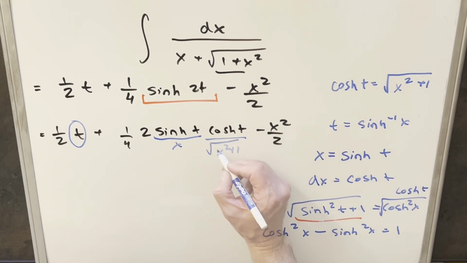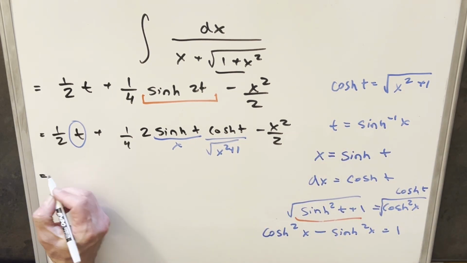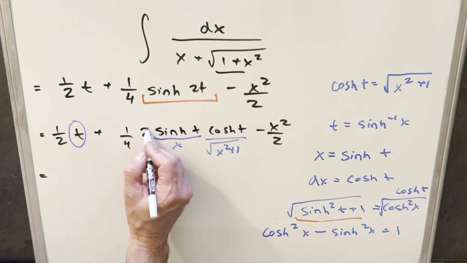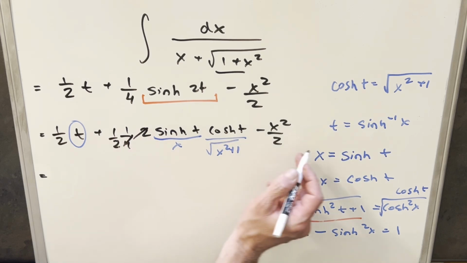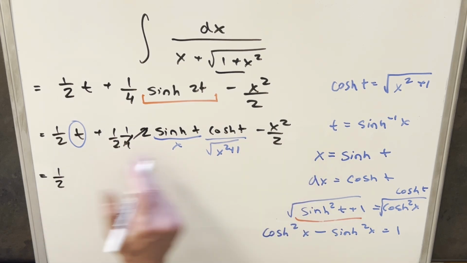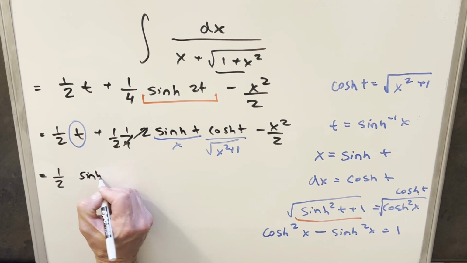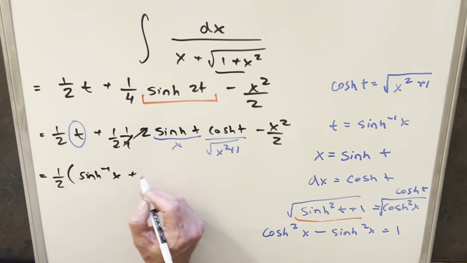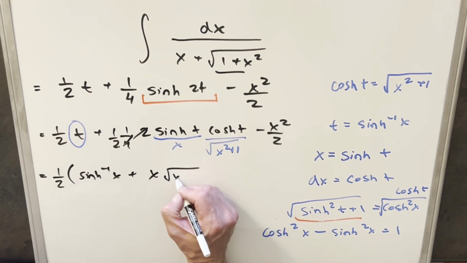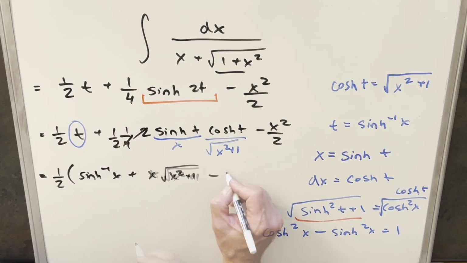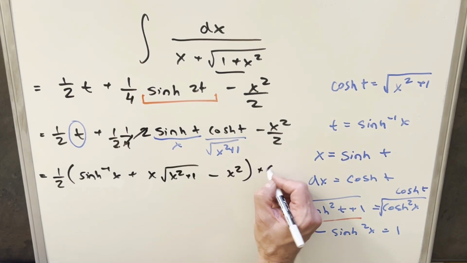So putting this all together for my final solution, I'm going to factor 1/2 out of everything. This here is a 1/2 too, right? So we'll factor 1/2 out of everything. t is going to be inverse sinh of x, plus here we're going to have x times square root of x squared plus 1, minus x squared, plus C, and that's it.